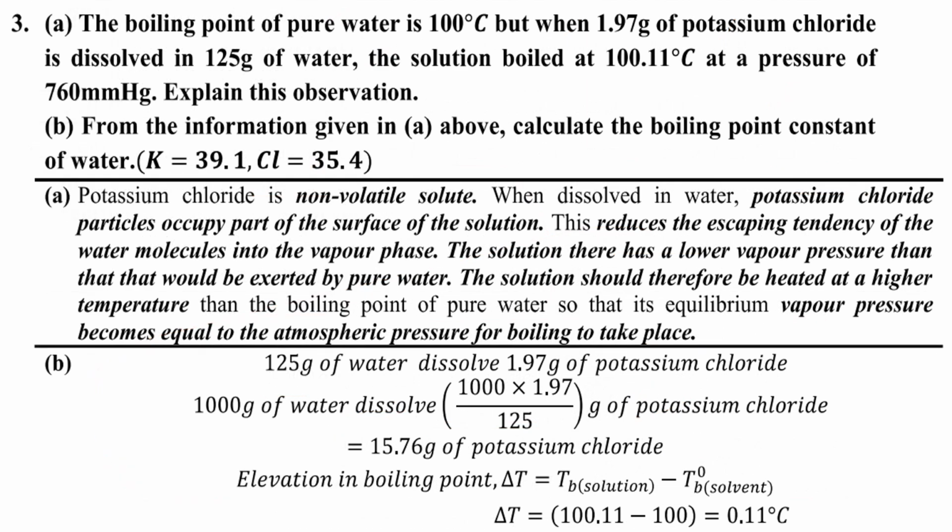Number three, they told you that the boiling point of pure water is 100 degrees Celsius, but when 1.97 grams of potassium chloride were dissolved in 125 grams of water, the solution boiled at a relatively higher temperature of 100.11 degrees Celsius at a pressure of 760 millimeters of mercury. Part A: explain this observation. Part B: from the information given in part A above, calculate the boiling point constant, provided the molar mass for potassium is 39.1 and the molar mass for chlorine is 35.4.